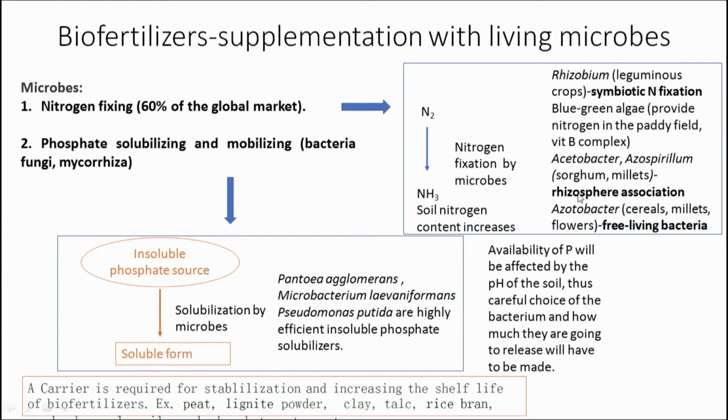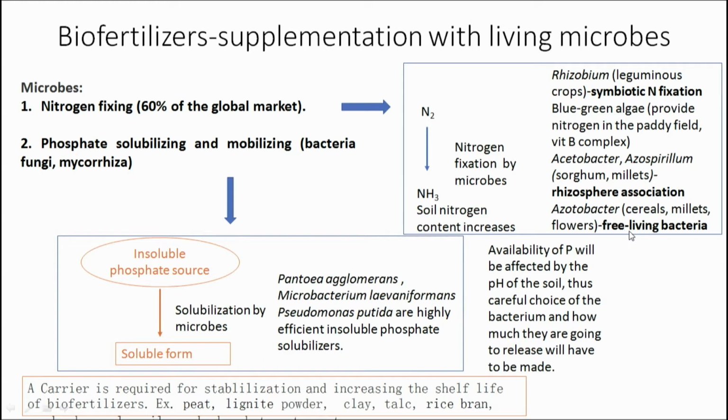Examples of such bacteria are Acetobacter or Azospirillum, which are associated with crops like millets or sorghum. Then the third category of nitrogen fixation occurs by what are called the free living bacteria.